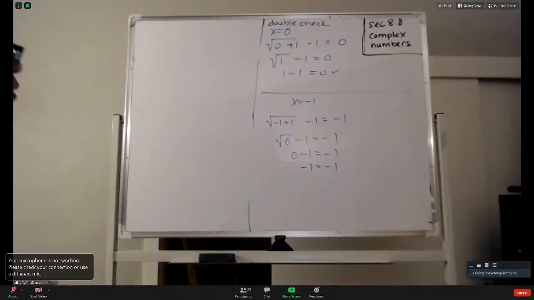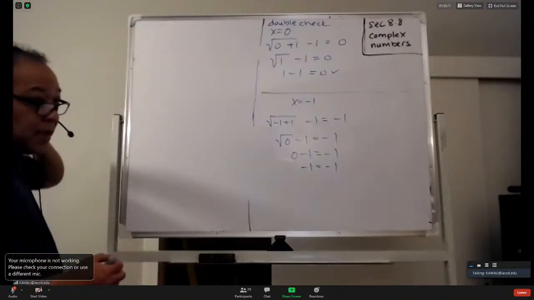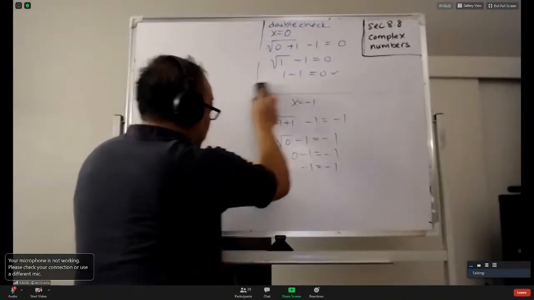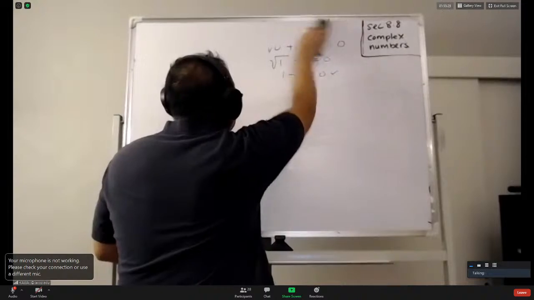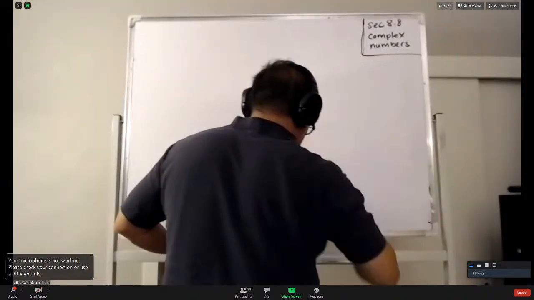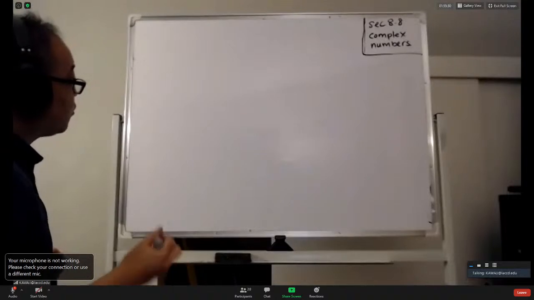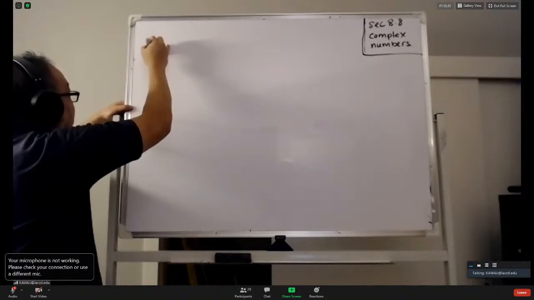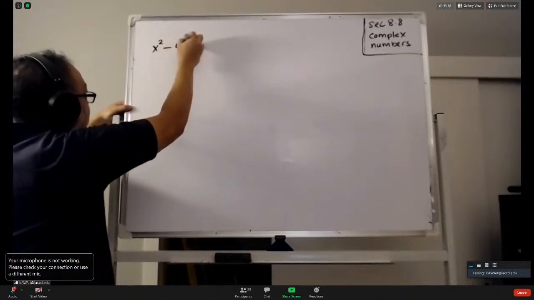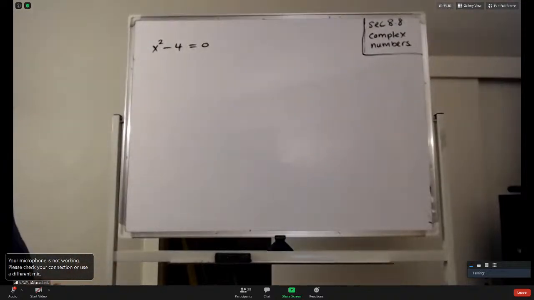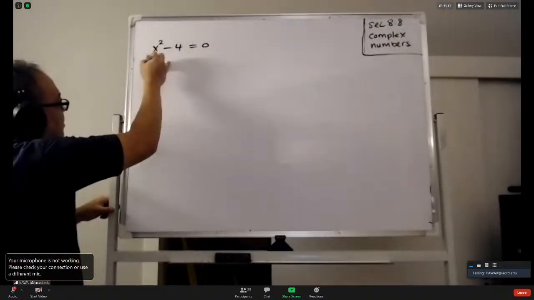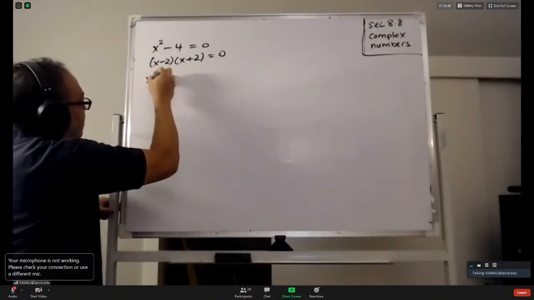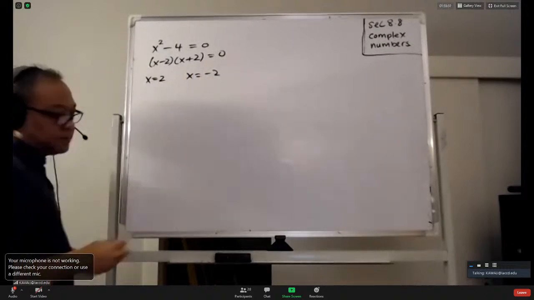Okay, so what we're going to work on is what's called complex numbers. Sometimes people call them imaginary numbers. I'm going to erase this also. Now, what you're going to learn pretty soon is that if I have x squared minus 4, that turns into x minus 2, x plus 2 is equal to 0. So x is equal to 2, x is equal to minus 2.